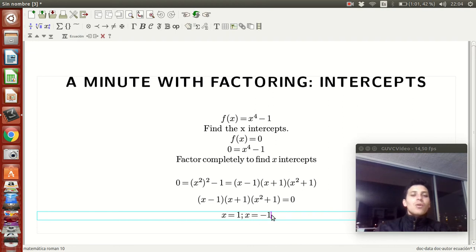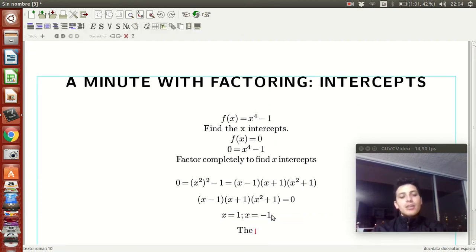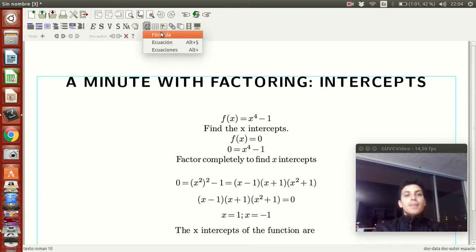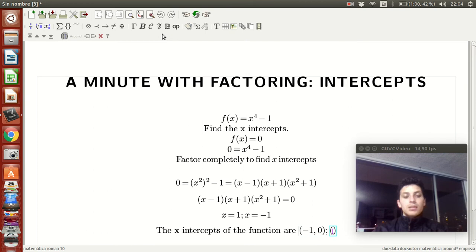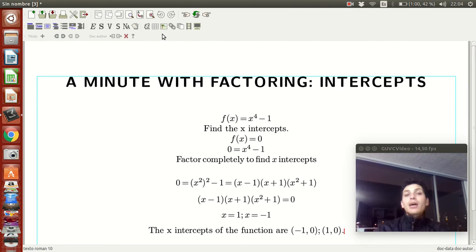So these are the x-intercepts. The x-intercepts of the function are, written as coordinates, (-1, 0) and (1, 0). This is the solution for the intercepts, and this is how you find x-intercepts using factoring.